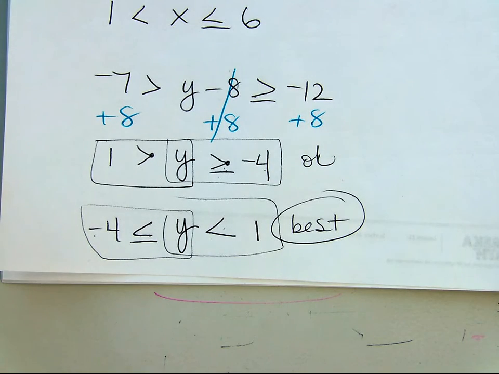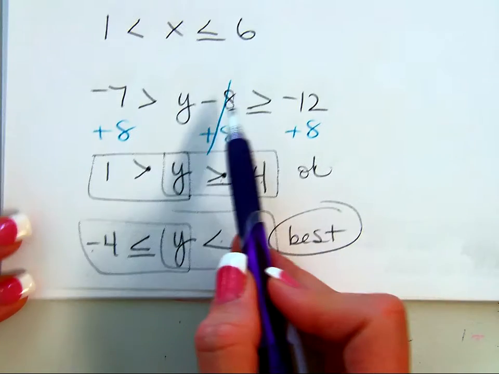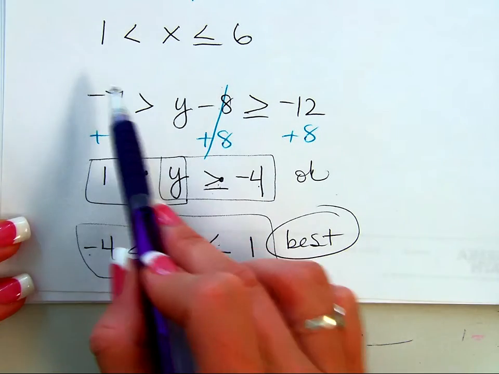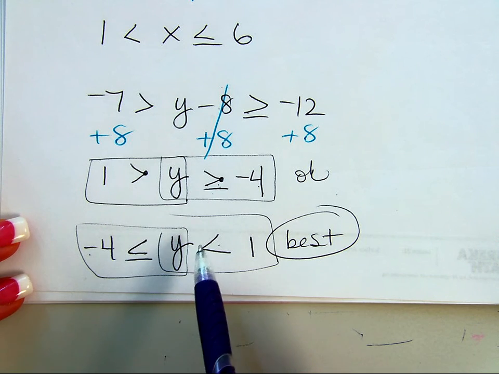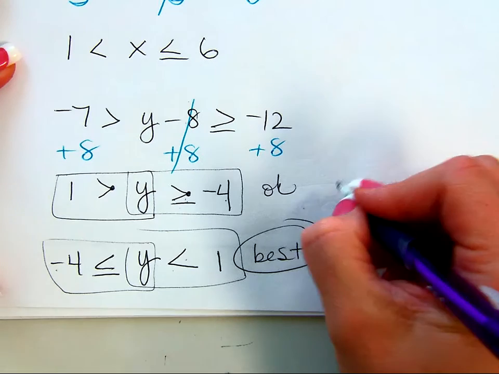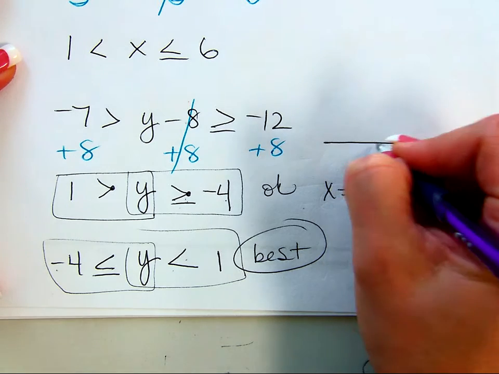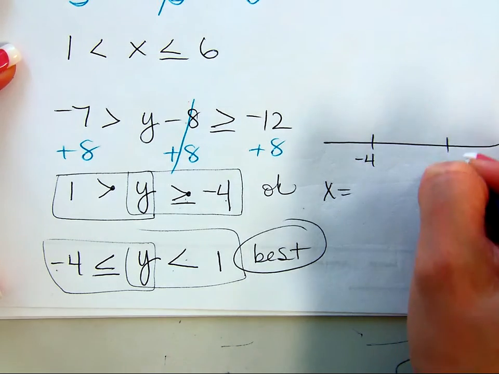Okay? Yeah. So we don't have to solve it? You just did. You solved it. You told me that the value that would make this inequality work would be all of the numbers that are greater than negative 4, greater than or equal to, and less than 1. So x could equal, let's do this real quick, negative 4, 1.